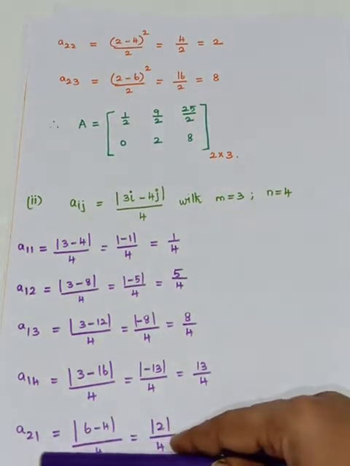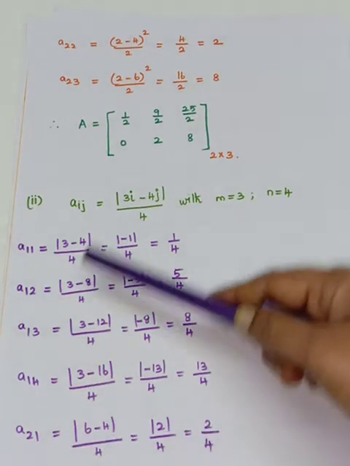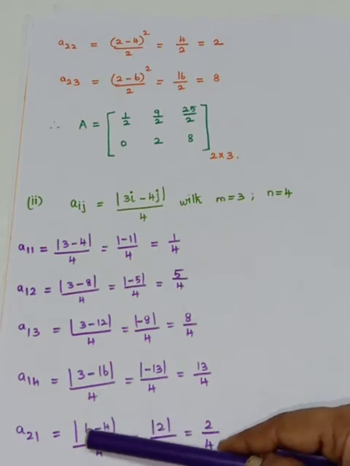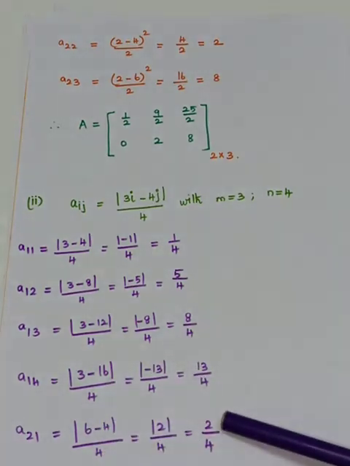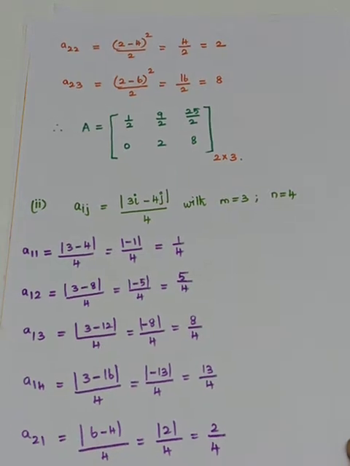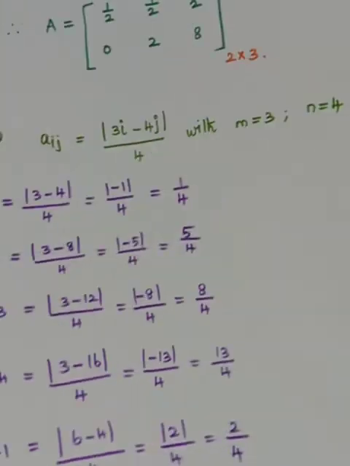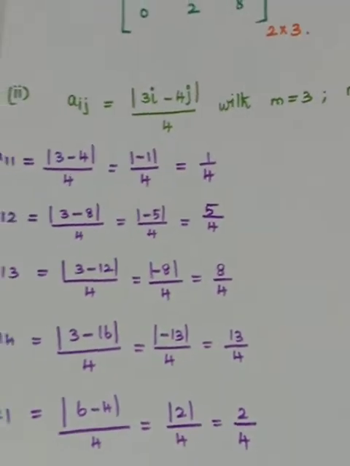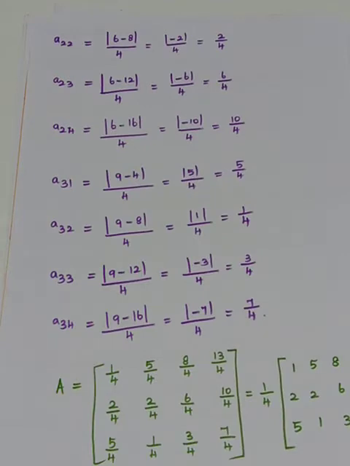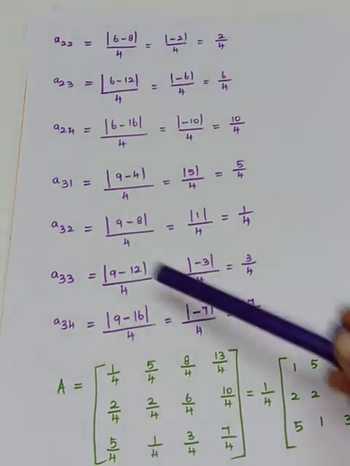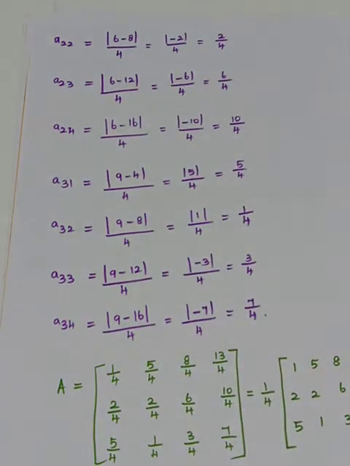In the same way, you have to find out A21. So you have to substitute in the place of i as 2 and the place of j as 1. So here you will have 3 2s are 6 minus 4. So your answer is 2 by 4. In the same way, you have to find out A22, A23 and A24. Okay. So next we have to go for A31. Why? Because we have to construct a matrix with 3 rows. So therefore A31, A32 and A33, A34. So you have to find using the general term.